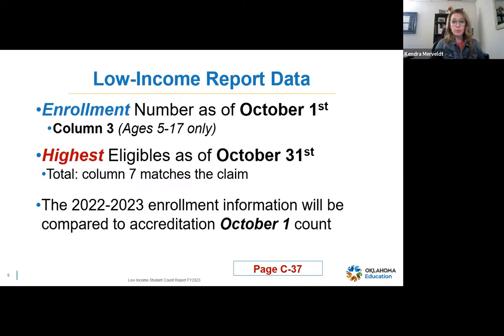Highest eligible. So when you do your edit check, it's your highest eligible. It's the highest number of kids that could have been eating that day. So if you're standard counting and claiming, you use your edit check and your highest eligibles, and it pulls the report for you. And then the 2022-2023 enrollment information will be compared to accreditation's number, but again, we don't have that yet. Once that becomes available, we will let you know so you can take a look at that.